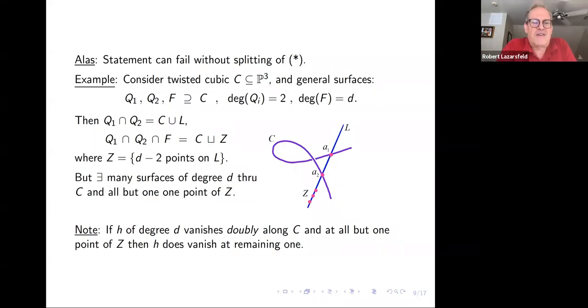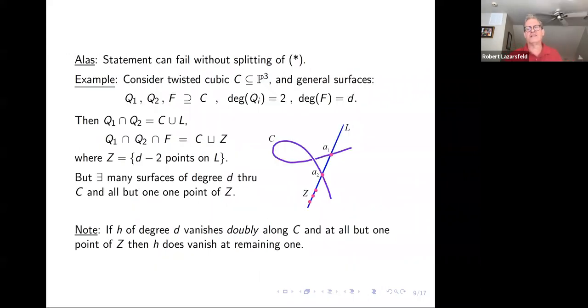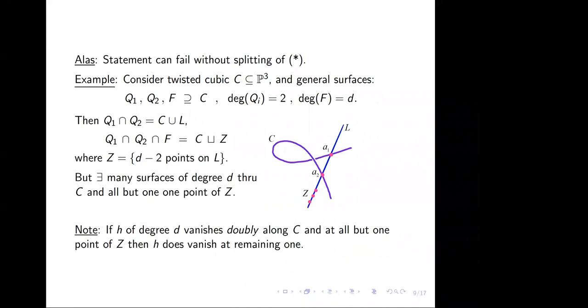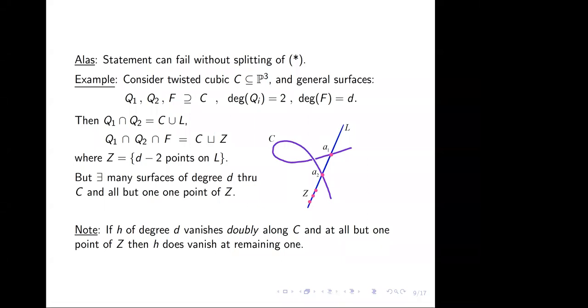I mean, you find counterexamples already for curves on surfaces. So unfortunately, this statement isn't true in general without the splitting of this exact sequence, which unfortunately almost never happens in practice. Excuse me, is there an example of a positive statement of splitting of this sequence? You mean when does it split? Yeah, at least one example.